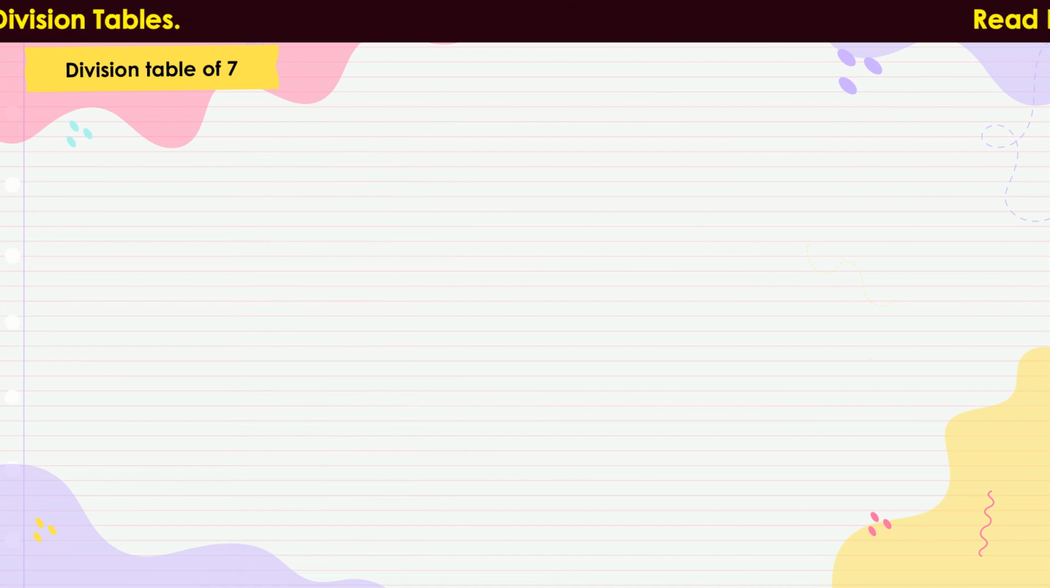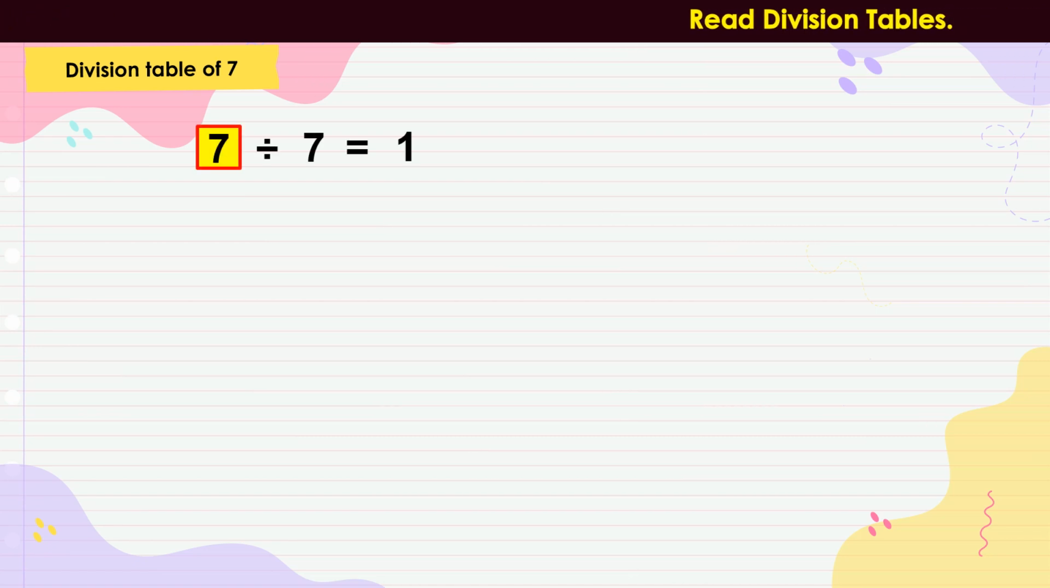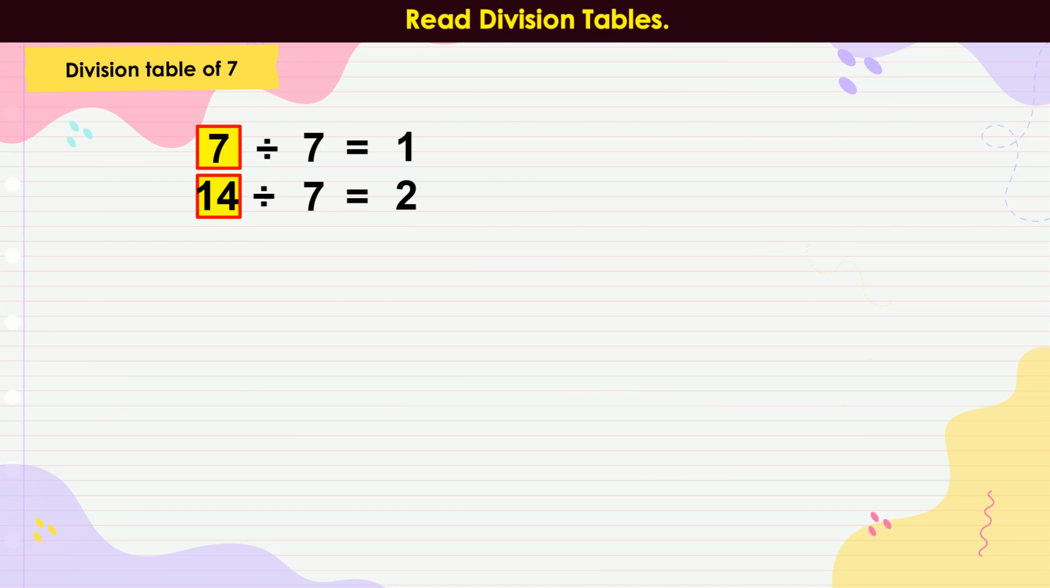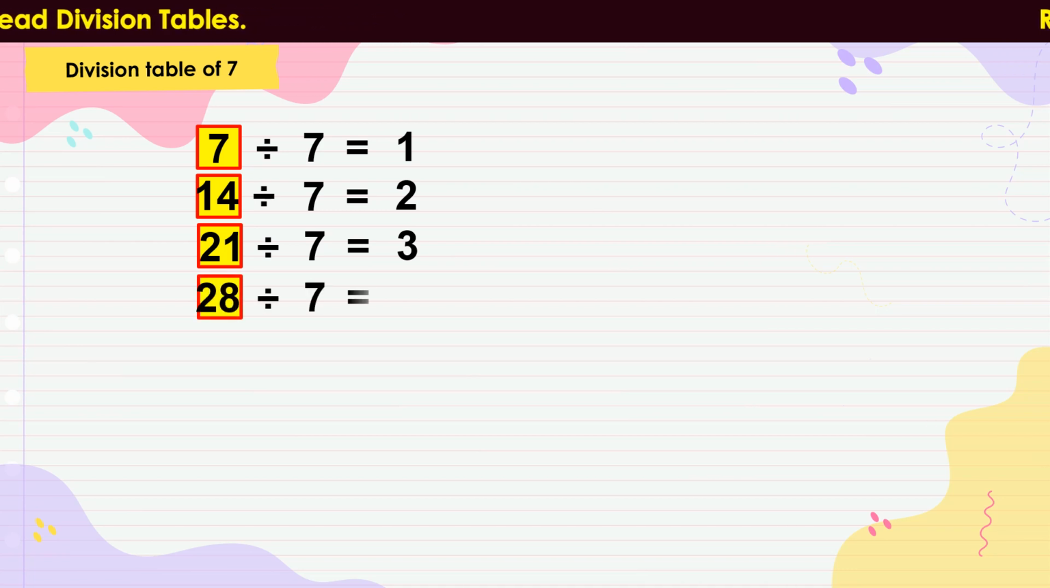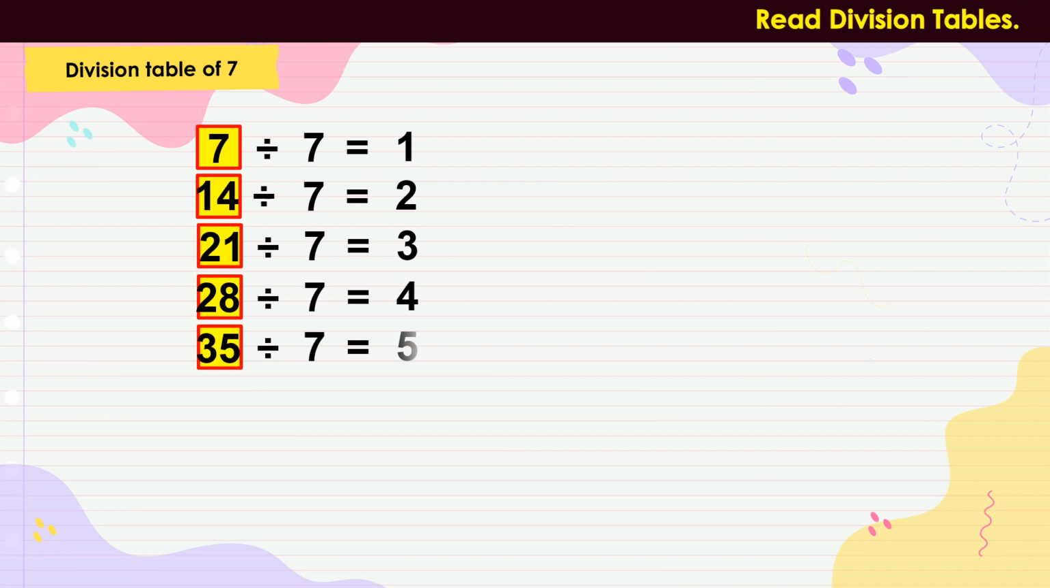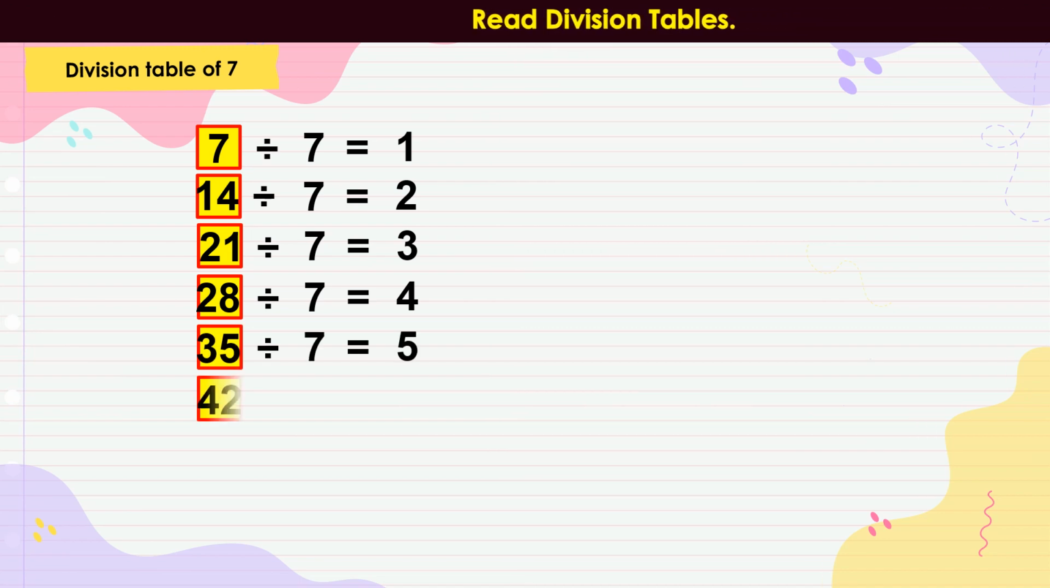Let's read our division table of 7. 7 divided by 7 is equal to 1. 14 divided by 7 is equal to 2. 21 divided by 7 is equal to 3. 28 divided by 7 is equal to 4. 35 divided by 7 is equal to 5.